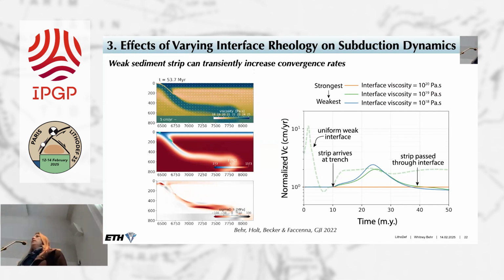Yeah, I'm missing something. Can you explain why it increases in the case of the shallower subduction, or what? Yeah. What causes rollback?